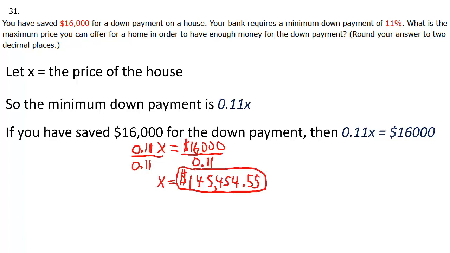And notice in the end, even though we did algebra, what you really wind up with is the down payment that you saved divided by the interest rate as a decimal. That's really all it's going to come down to.